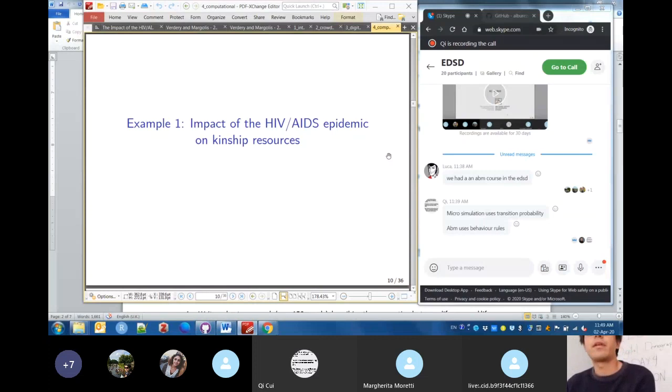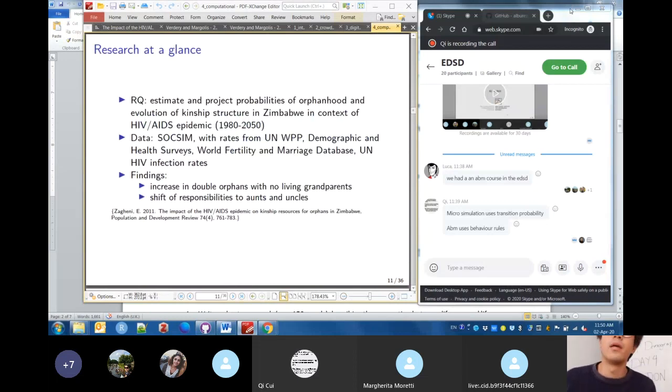So the first paper that I asked you to read today was a study on the impact of the HIV/AIDS epidemic on the availability of kinship, of relatives, in Zimbabwe. Right. So basically, summary of the study, Emily wanted to estimate and project the probabilities of orphanhood and how kinship structure would be affected by the HIV pandemic in Zimbabwe.